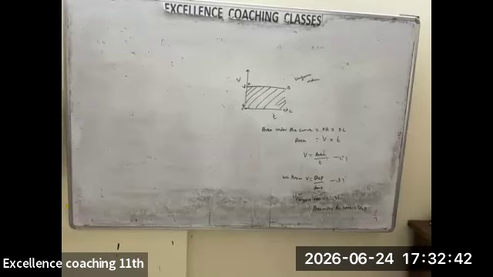Done? Question number 12. Which one of the following velocity time graphs represents positive uniform acceleration? Which one?